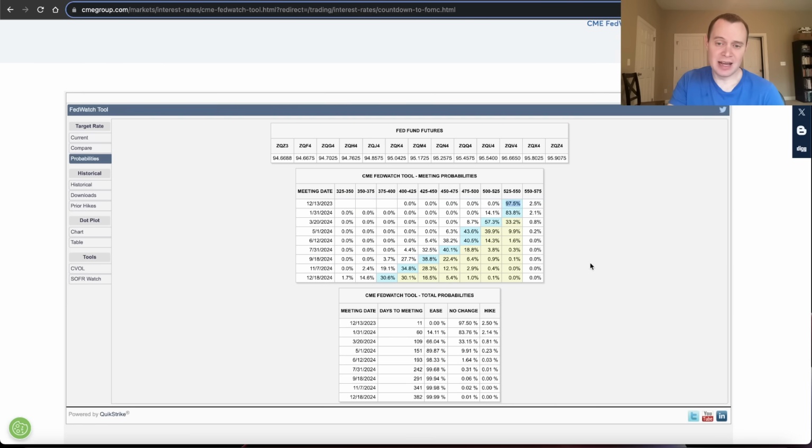There's a 97.5% chance that they hold. I don't think there's much of a chance that they cut in December. The only way they would cut in December is if something catastrophic happens between now and then. Then they would cut. But let's assume they don't cut in December. Let's assume they don't cut in January.